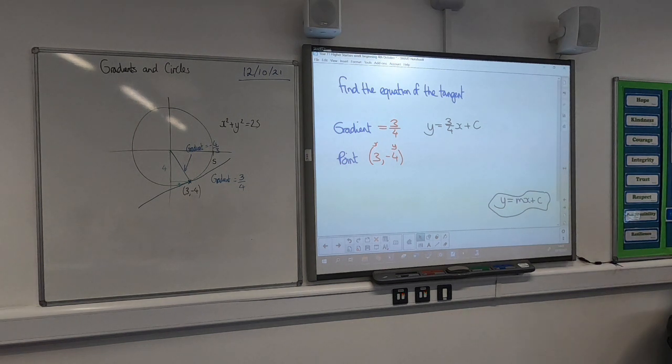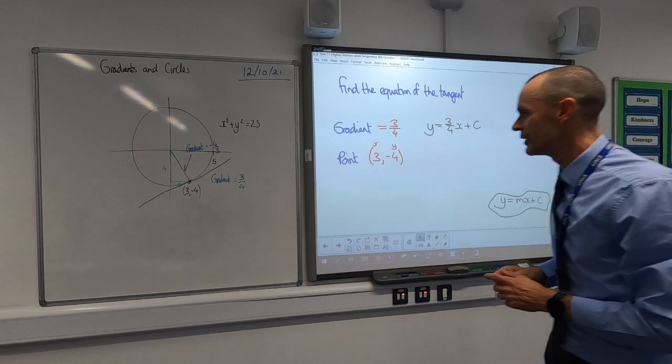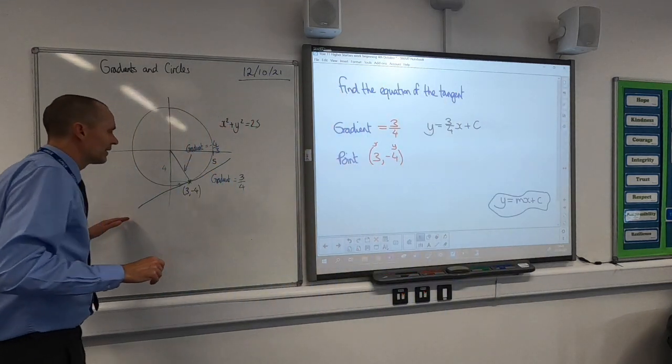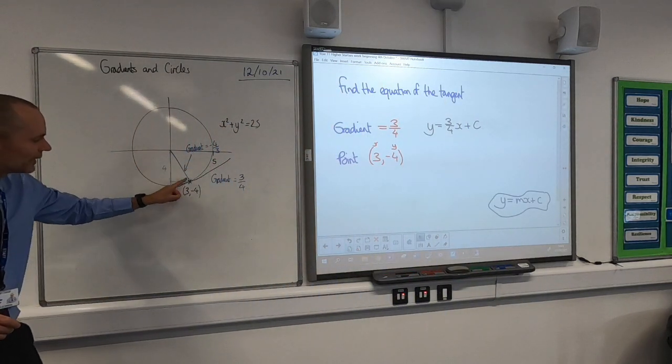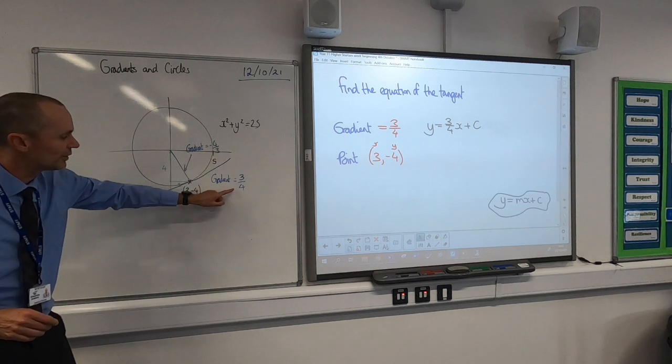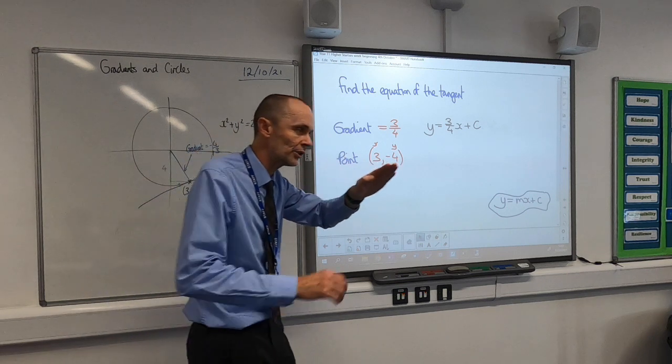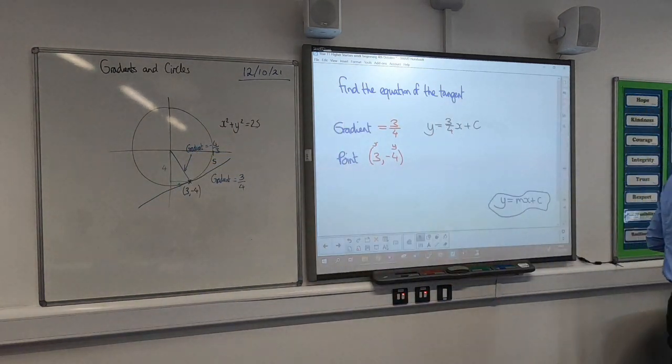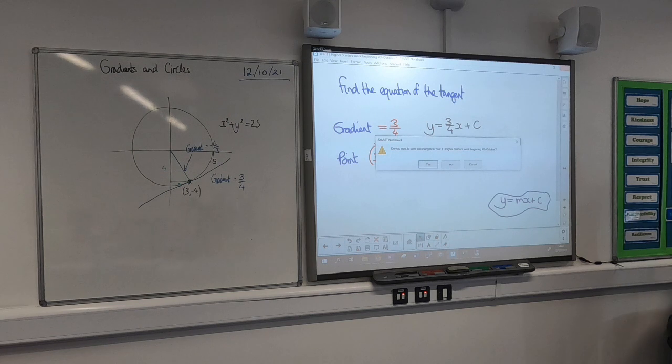That's the tangent. That's the line that we're trying to work out the equation of, and we're doing it by firstly working out the radius gradient and using that to work out the tangent gradient. Remember, a tangent is a line that touches a circle at just one point. So we've got the gradient of that, and we know a point on it. So we've got all the information we need to complete this process.